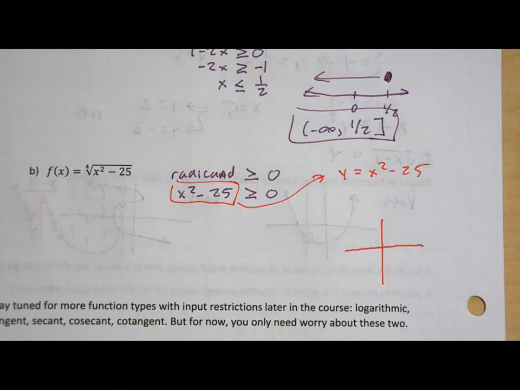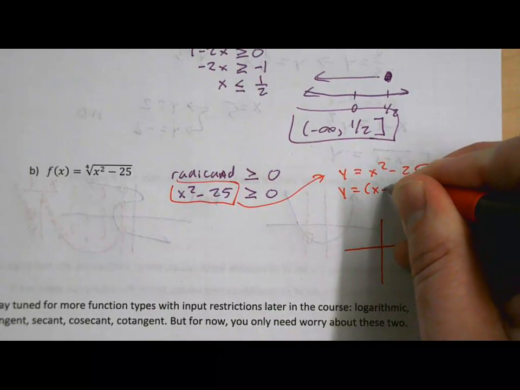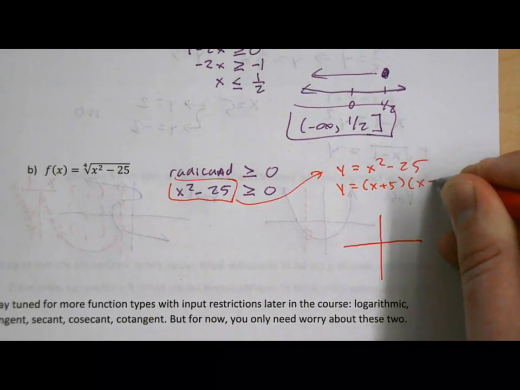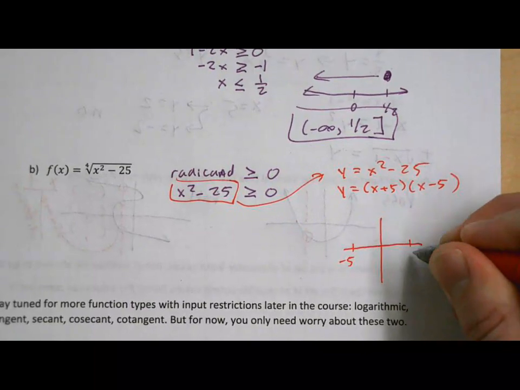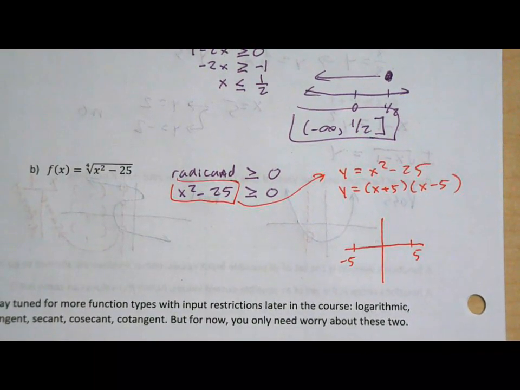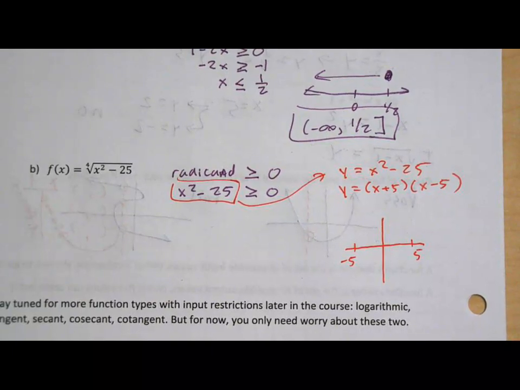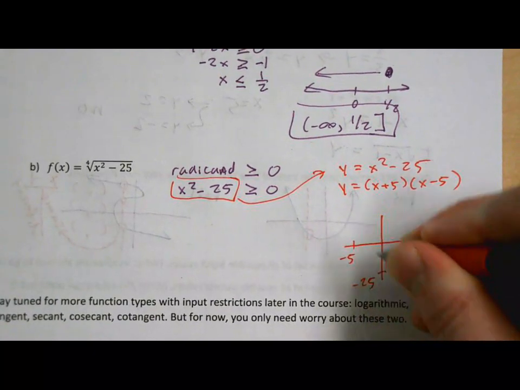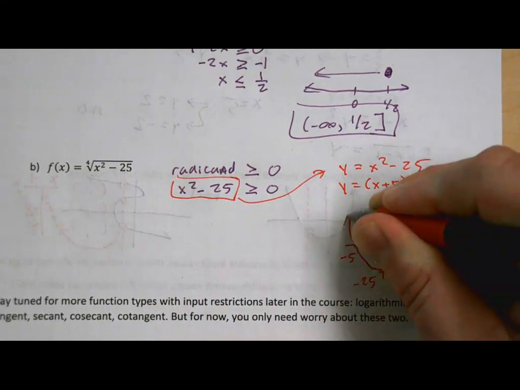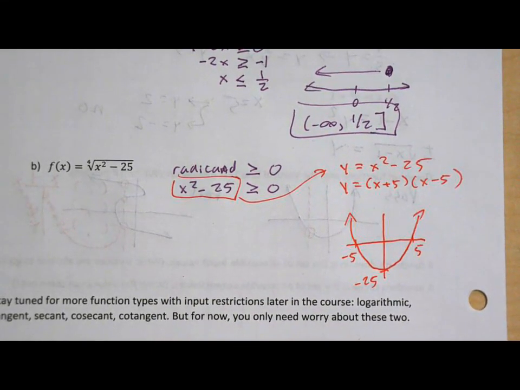Where would my x-intercepts be? Might help to factor it. So -5 and +5. So we're going to have x-intercepts at -5 and at +5. And a y-intercept. How do we find the y-intercept for any function ever? Put 0 in for x. If you put 0 in for x here, you're going to get y equals -25. All right, so that's a parabola, opens upwards. Crosses the x-axis at -5 and 5.